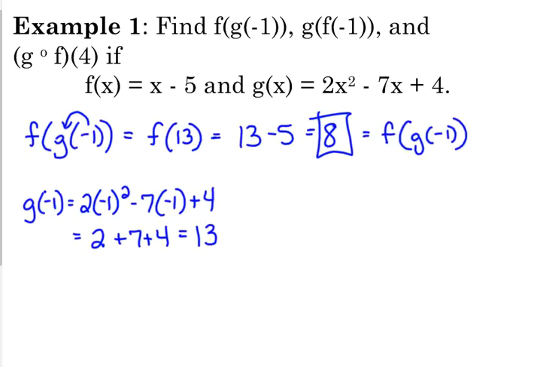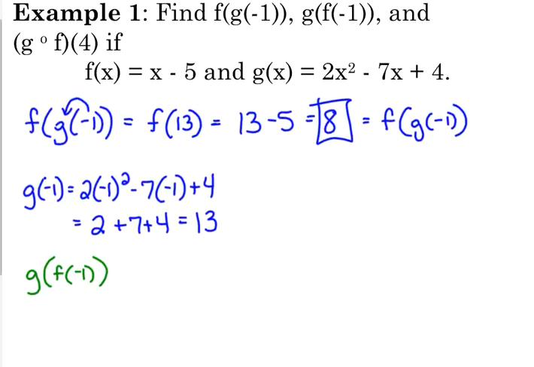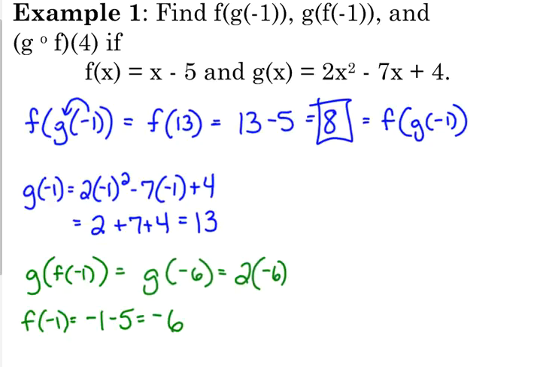Now, let's find g of f of negative 1. It looks like it's the same thing, doesn't it? Or it should be, because we're evaluating it at negative 1. Why would it be any different? Can anybody tell me why it would be any different? The order matters, right? Because in this one, we're going to plug negative 1 into f first, which gives us negative 6. And then we're plugging negative 6 into our g of x function. So very different than what we did before.